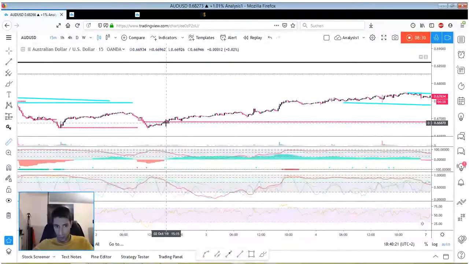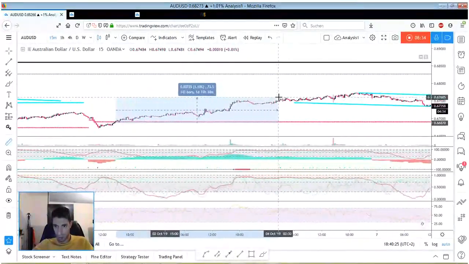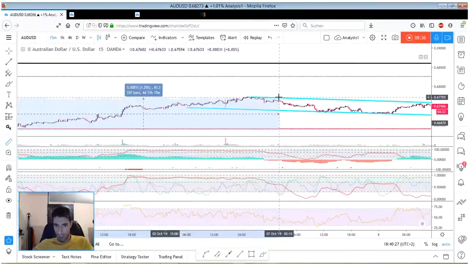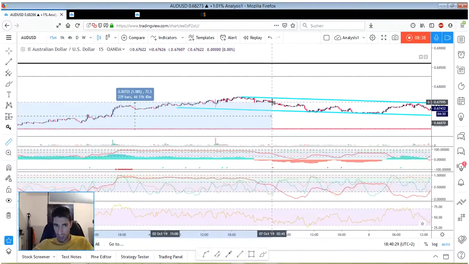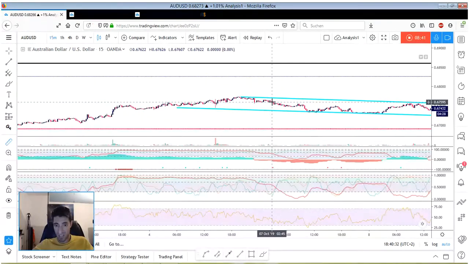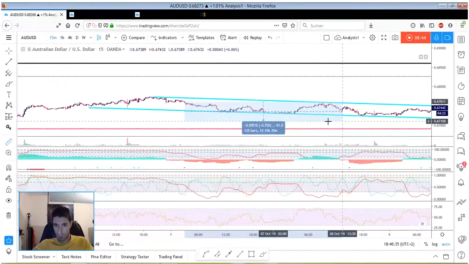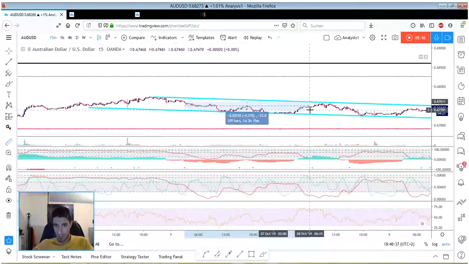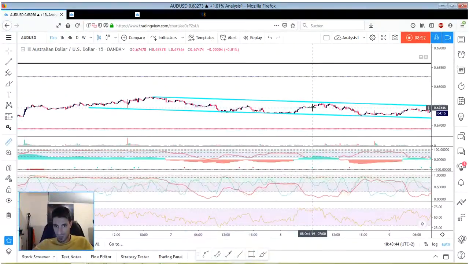Okay, we are going long. Runar gives us the green dot. We're going long. Look at this. All the way up until here. What do we have? Over 70 pips. We are going short. Okay. We're going short up until this candle here. What is this? We have 16 pips.